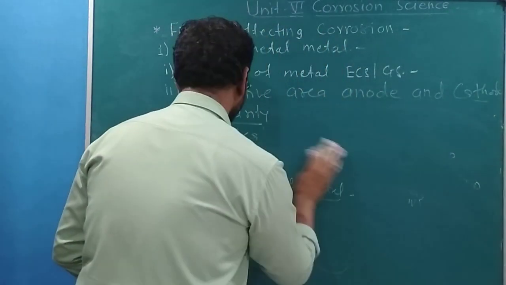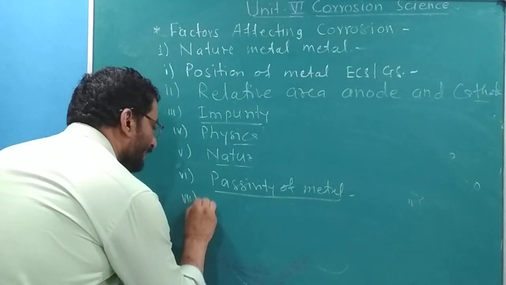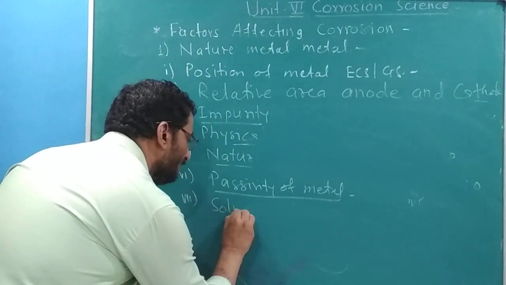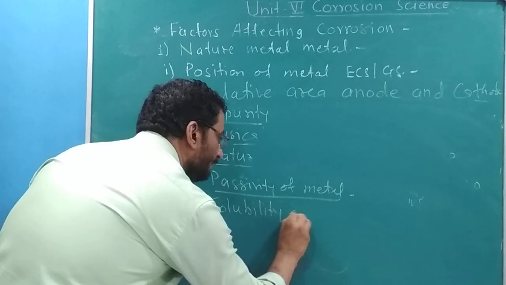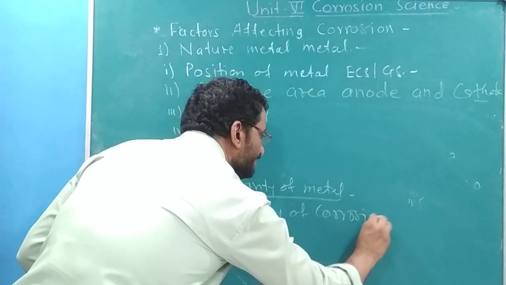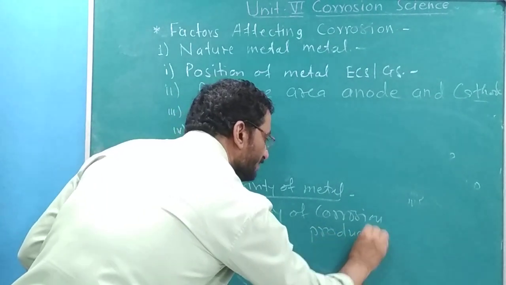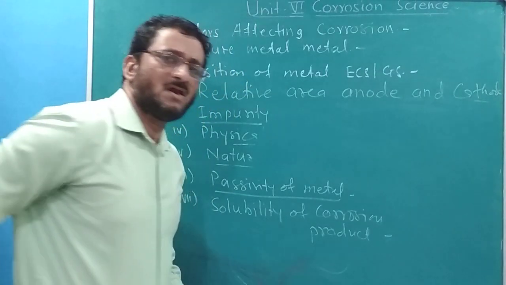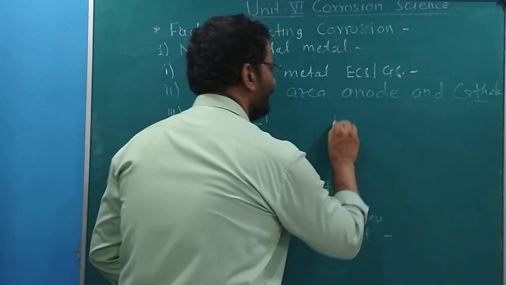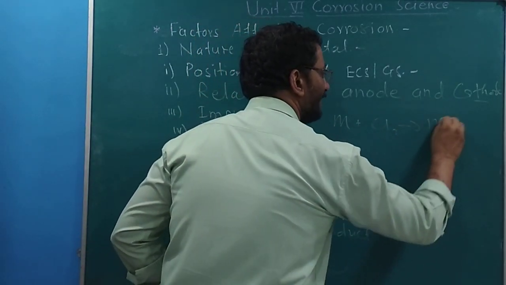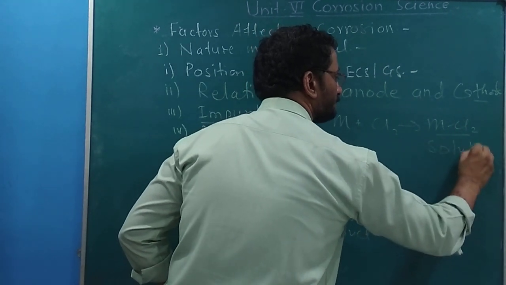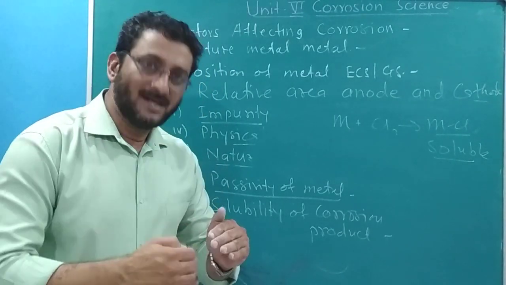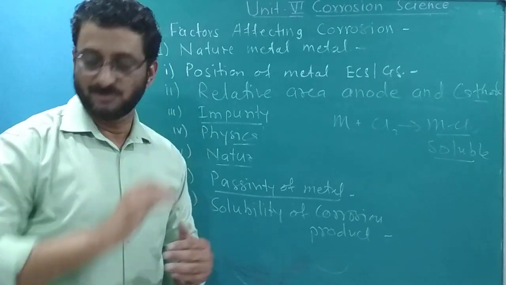Few elements show passivity, right? And one more factor is the solubility of corrosion product. Based on the nature of the metal, there are some products formed on the exposed part of the metal by the medium which are found to be soluble. For example, a metal exposed to halides will form a metal halide. This product is found to be soluble. And if it is soluble, again the underlying part of the metal is exposed to the medium, and corrosion continuously takes place.